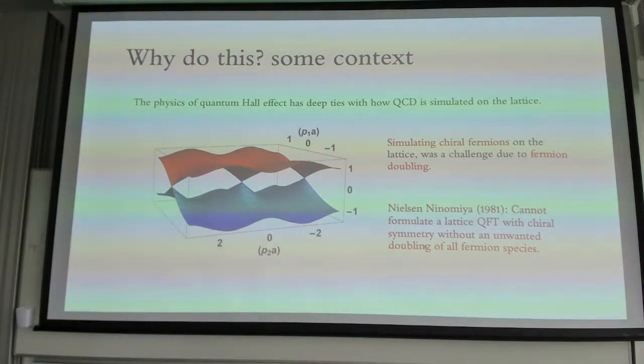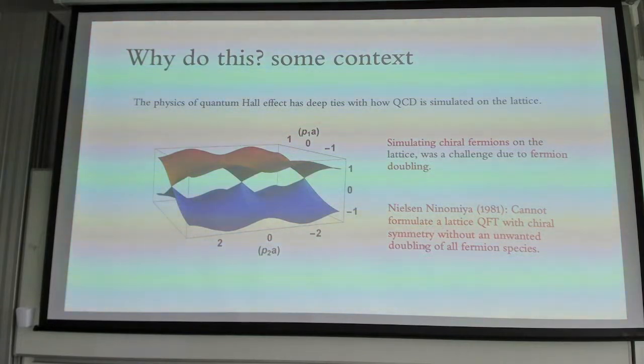So why am I doing this? Here is some context. So I am a quantum field theorist trained to deal with problems in QCD and effective field theories. It's only recently that I have started working on this topic of topological insulators and quantum Hall effect. So how did I get into this?